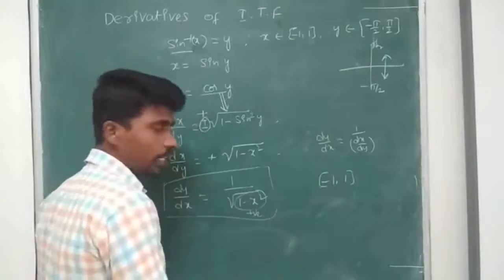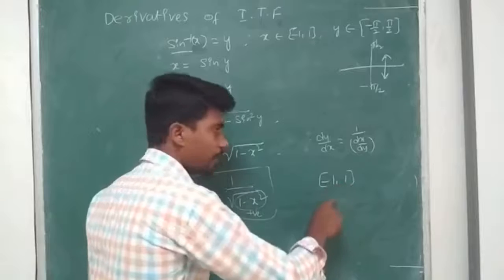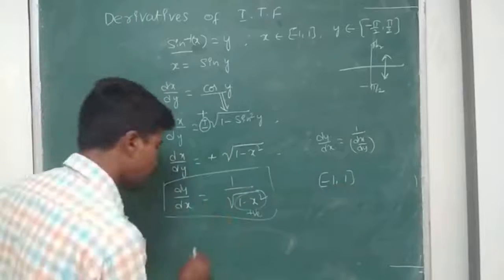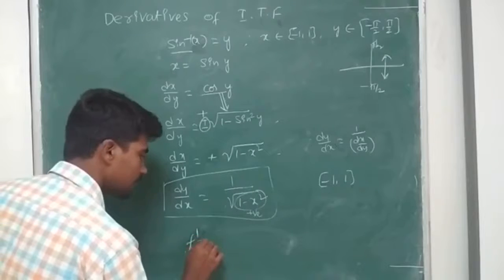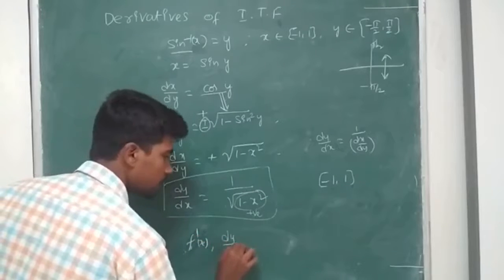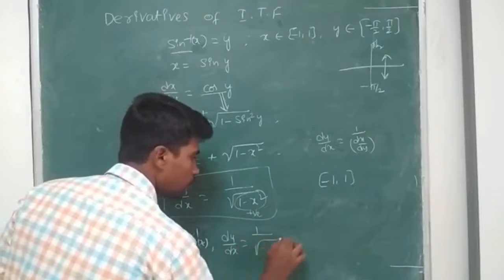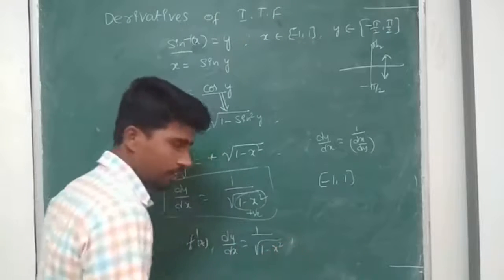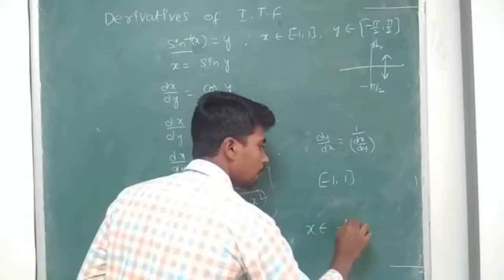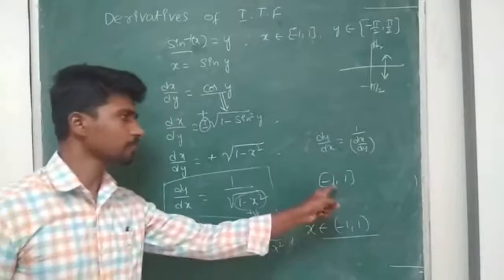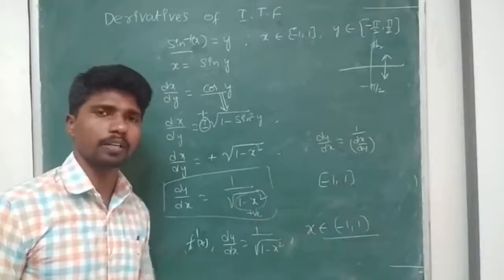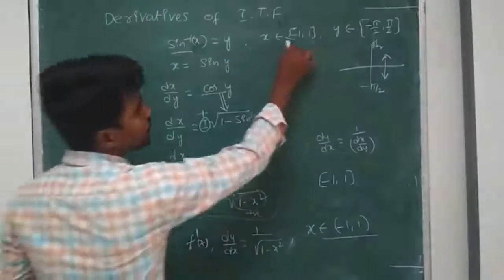Now we have to delete minus 1 and plus 1 from its domain. Now what is the domain of f dash of x? Nothing but y dash, dy by dx. F dash of x, nothing but dy by dx, is equal to 1 by root of 1 minus x square for all x belongs to the open interval minus 1 comma 1. I have eliminated minus 1 and plus 1. See, the domain of the given function is minus 1 to 1.